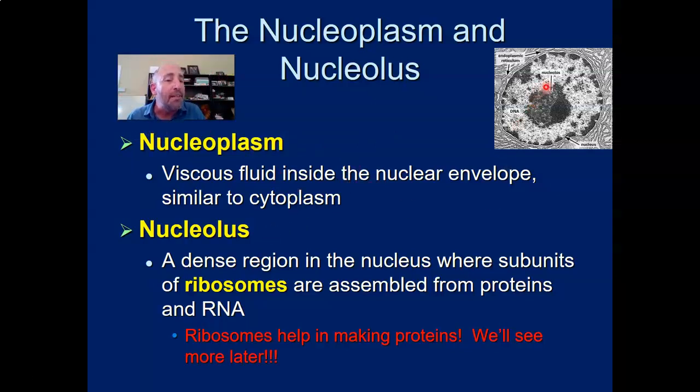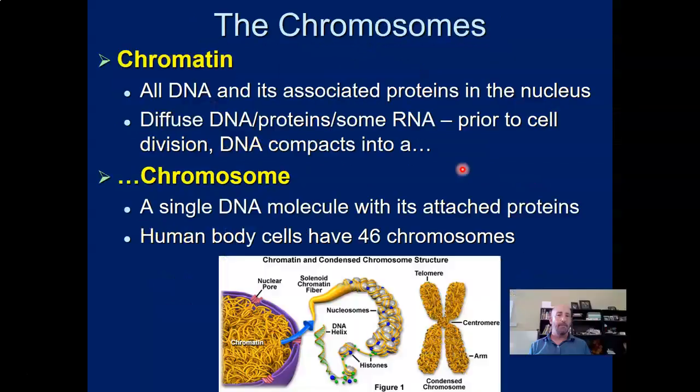There's also this dense region here called the nucleolus. Okay, what I would know about the nucleolus, this is where ribosomes are made. Okay? We're not going to talk about ribosomes right now. We're going to get to them in chapter 11. But this is where they are made, inside the nucleolus. So remember I said know the function. So the nucleolus, its function is to make ribosomes.